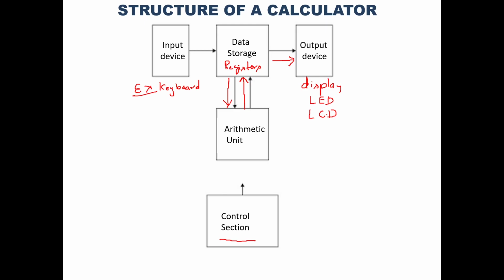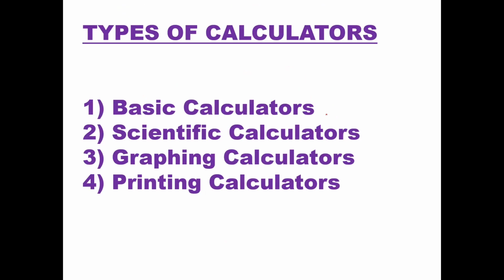Now with this we'll go to see the next one, types of calculators. There are many types of calculators, but a few we have taken here. Number one is basic calculator. Number two is scientific calculator. Number three is graphing calculator. And number four is printing calculator.